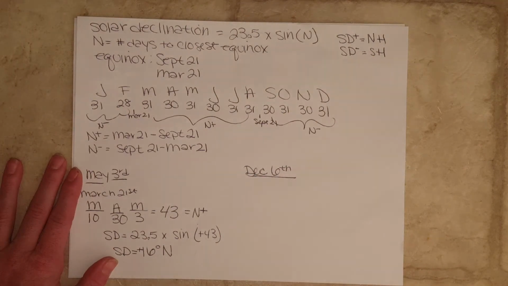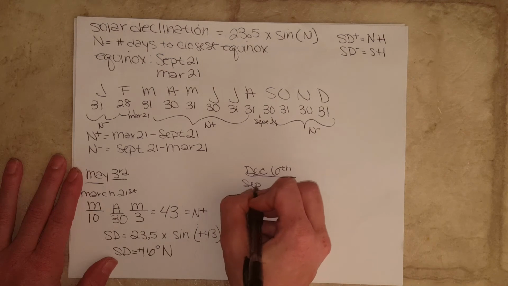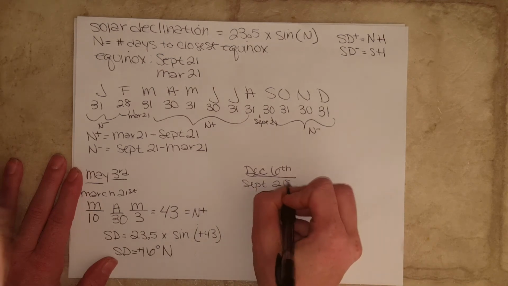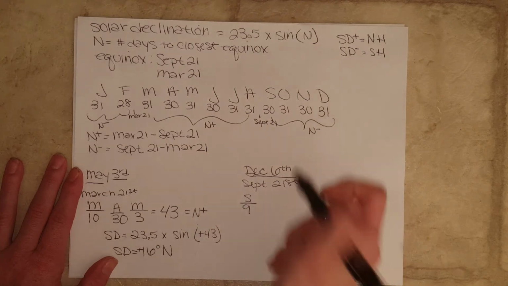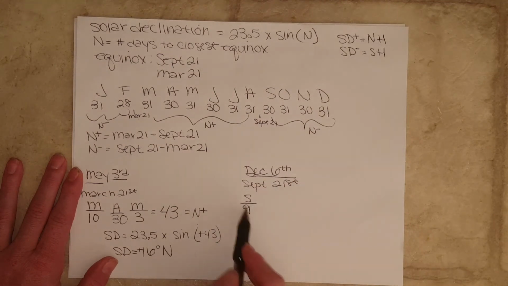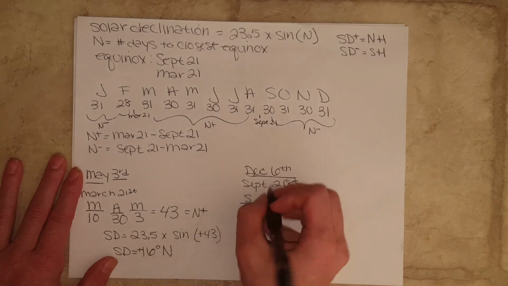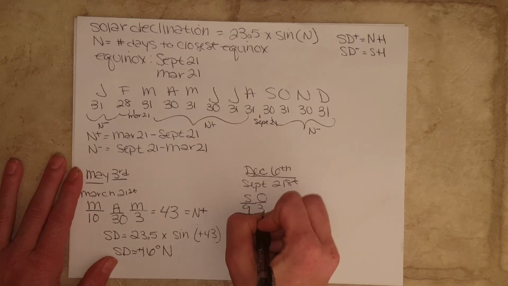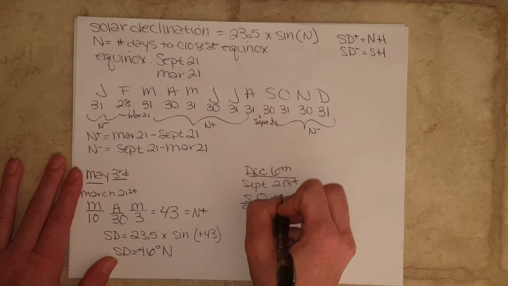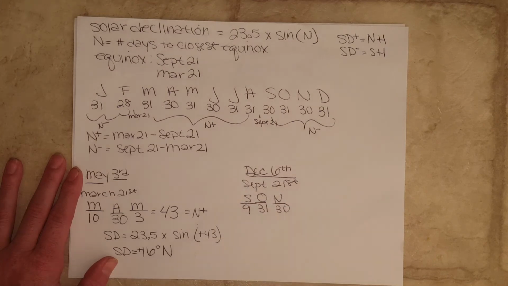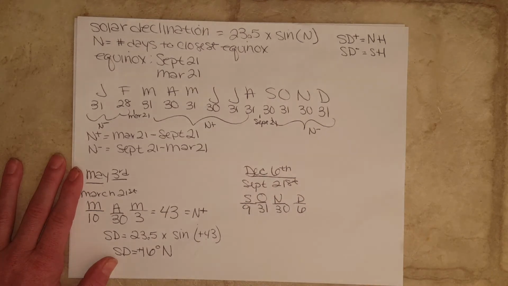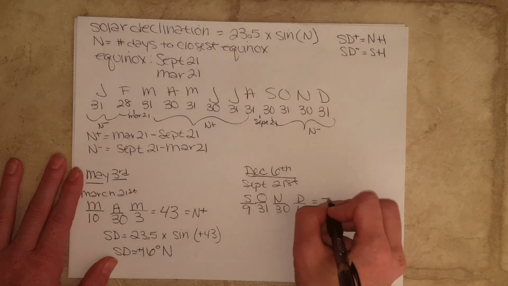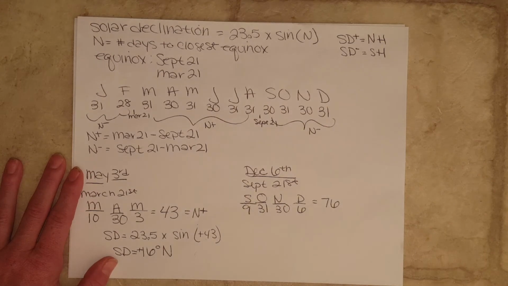Our closest equinox this time is going to be September 21st. So just like we did the last time, this time September is 9 days because there's only 30 days in September. So the 21st to the 30th is 9. We need to go all the way through October at 31. We need to go all the way through November, which is 30. And then we need to go to the 6th in December. Okay, that's going to give us 76 days. So if we're thinking about being on that big calendar, we stepped 6 steps.